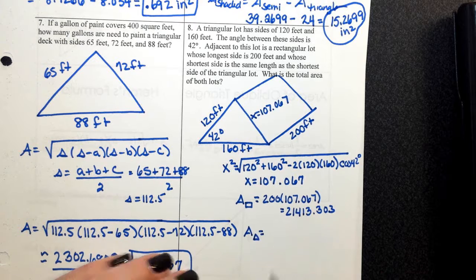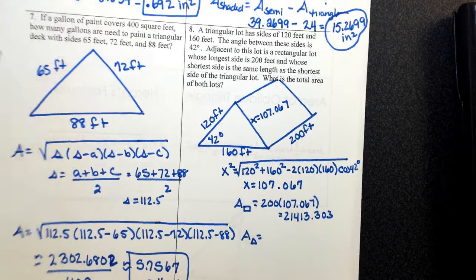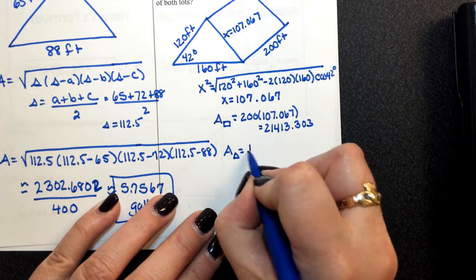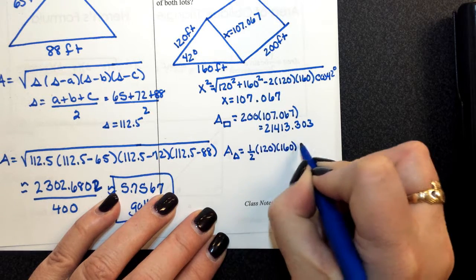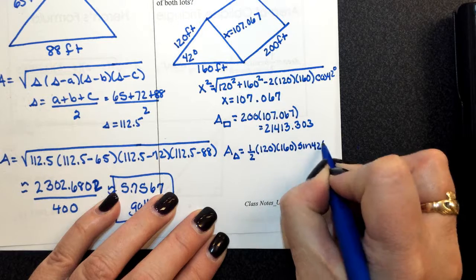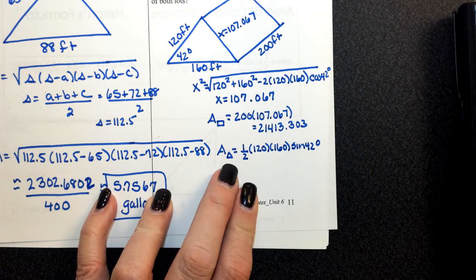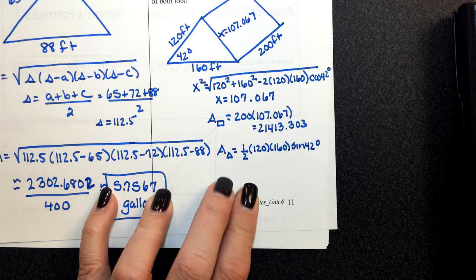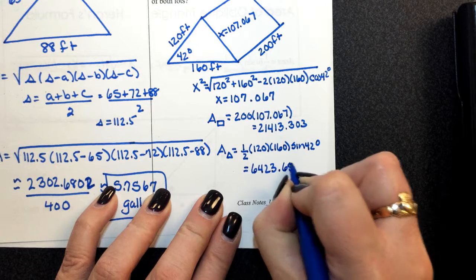I can find the area of the triangle, because with the given information, I had a side angle side. So when you have a side angle side, I can take 1/2 times the two sides that are given times the sine of 42 degrees. So that gives me 6,423.654.